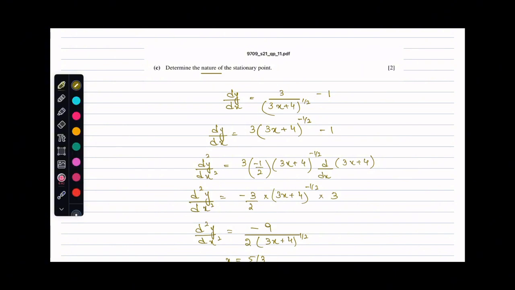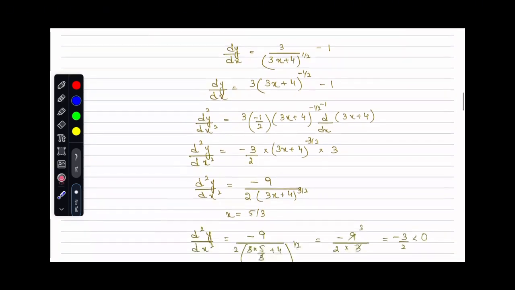and a negative 1, which shall then give me a negative 3 by 2 here. So it should be a negative 3 by 2. So negative 3 by 2, and then the differential of 3x plus 4. Differential of 3x plus 4, that should be a 3. So I am left with the second derivative, which shall be negative 3 by 2 times (3x plus 4) to the power negative 3 by 2 times 3. Negative 1 obviously gets eliminated. So here I can say that the second derivative is negative 9 divided by 2 times (3x plus 4) to the power 3 by 2.